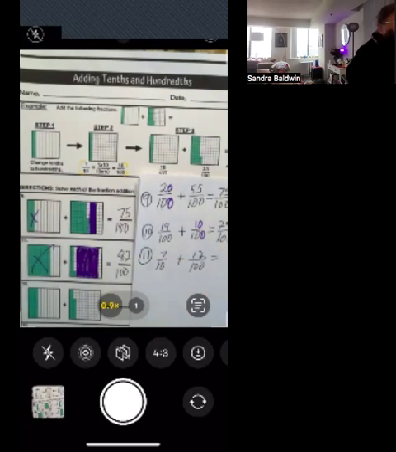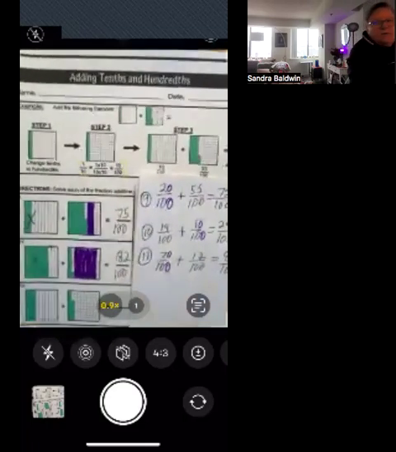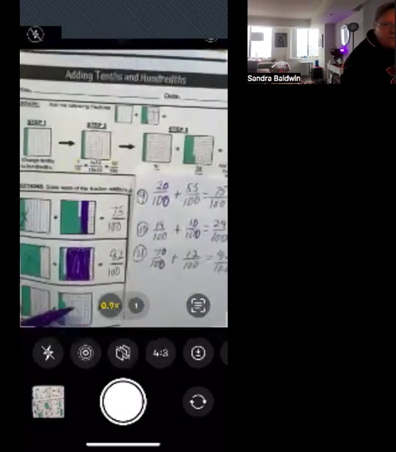And on my equation, I need to show that I've turned the 7/10 into 70 hundredths so that I can add it. And oops, we have 82 hundredths.